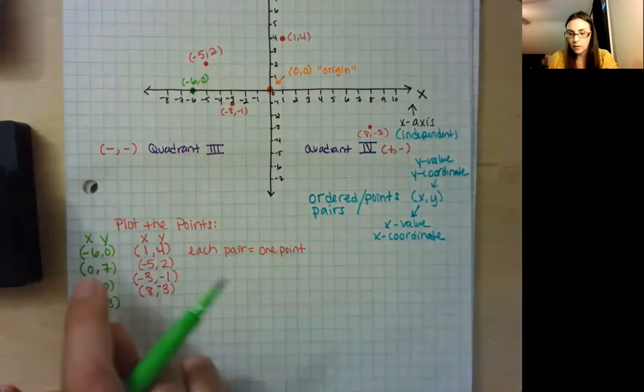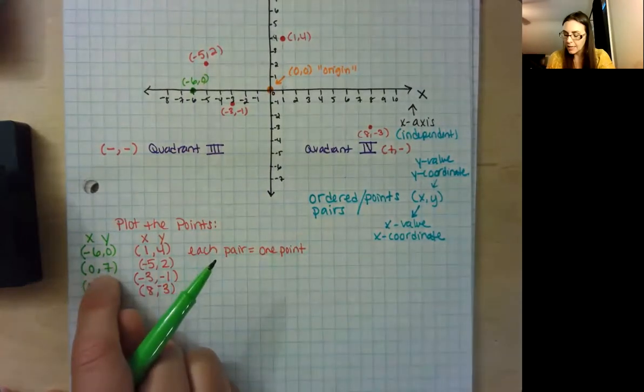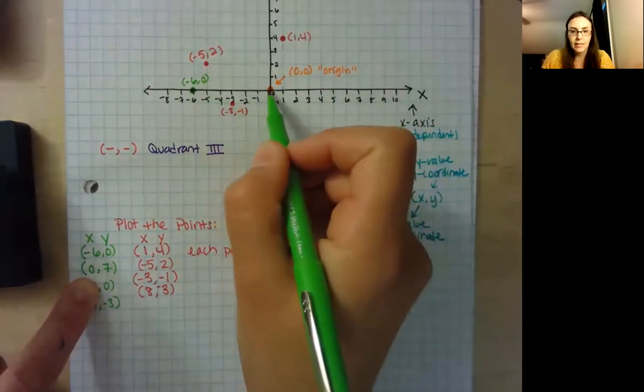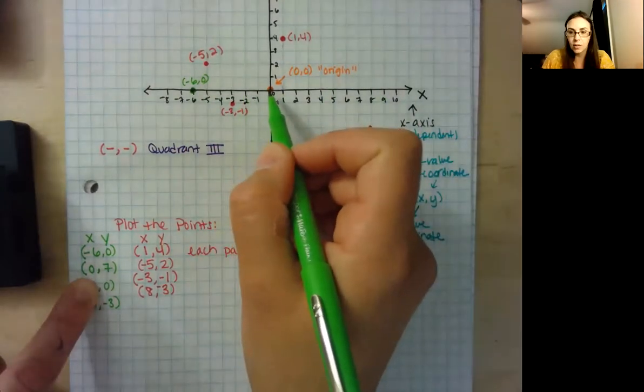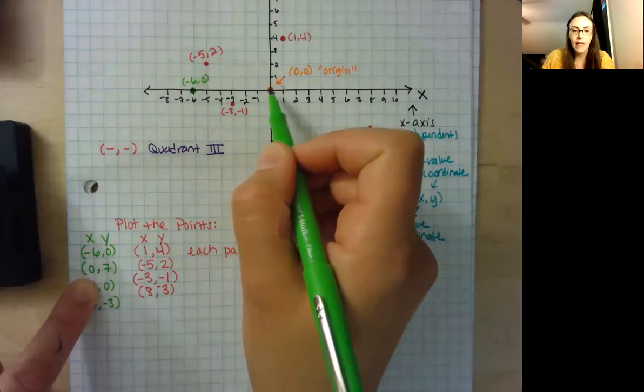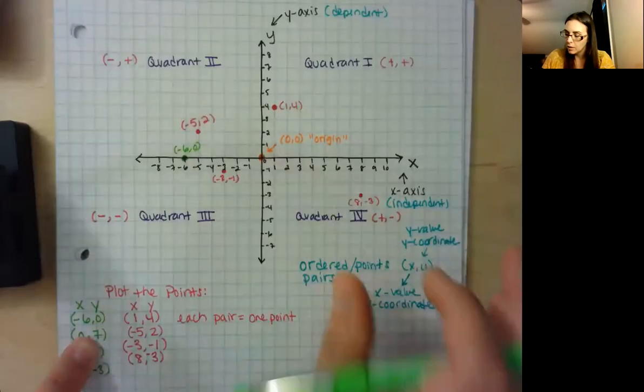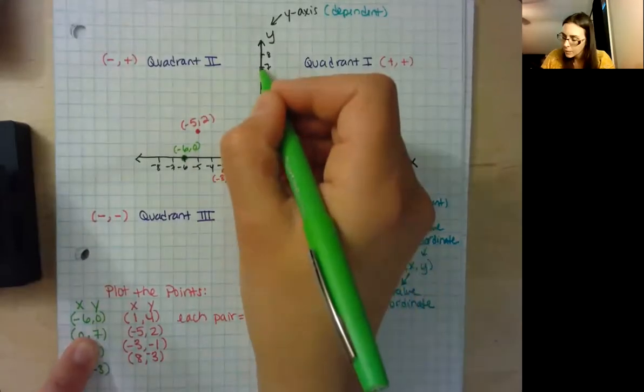Now our next point, 0, 7. Now our x value is 0. So what happens is 0 is right here, right? For the x-axis, it's right in that center. So you're going to stay in the center. You're not going to move right or left. And then our y is +7. So we're going to move up here to +7.